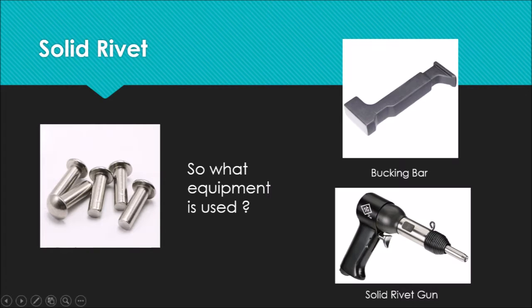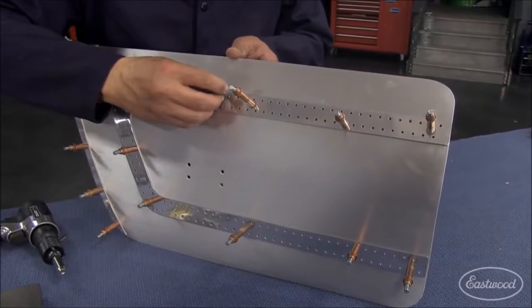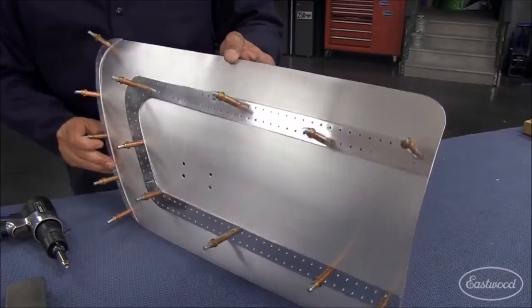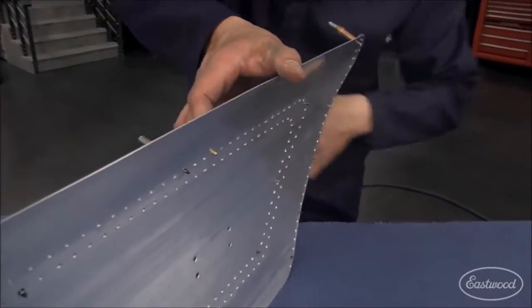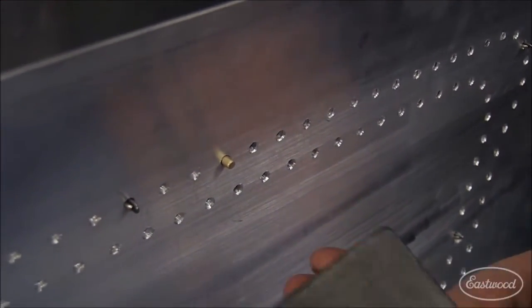Here is an example of a solid rivet. Bucking bar and solid rivet gun would be the most important equipment to be used. Watch this video to know how it is used. The rivet should slide into the hole with just a little bit of friction, if anything. Now the back side, in this particular application, what I'm going to be doing is holding the bucking bar using this large surface.